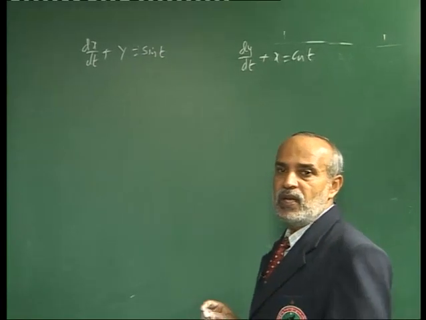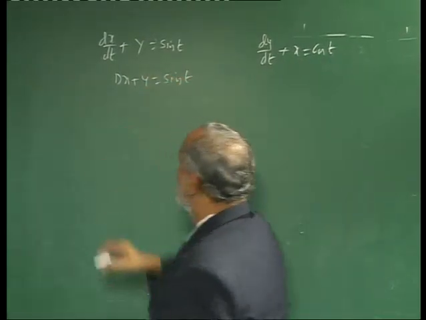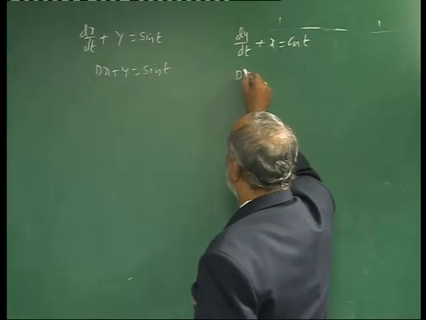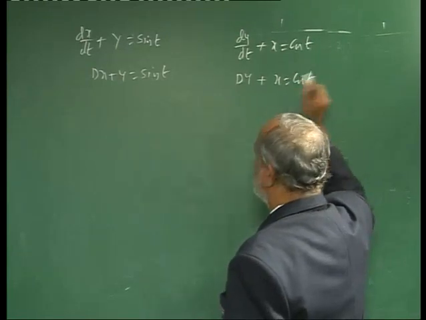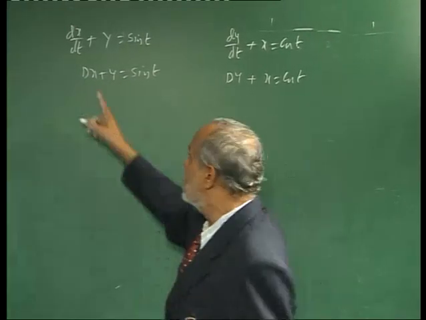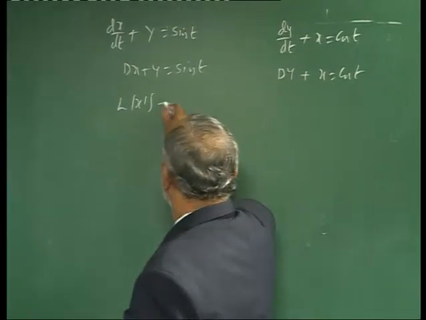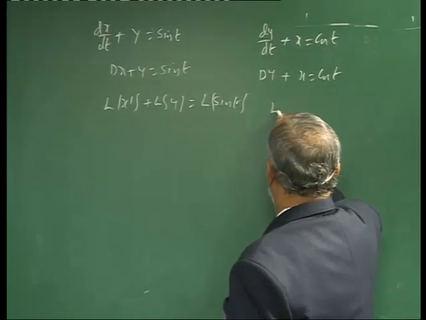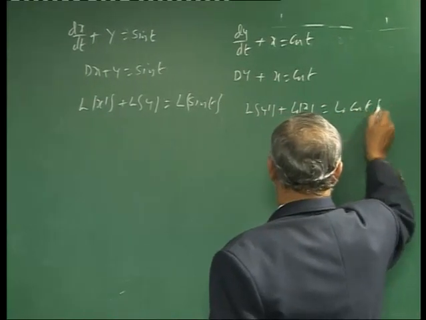See here, this can be written as Dx plus y is equal to sin t, because d by dt can be written as capital D, that is a differential operator. Similarly, Dy plus x is equal to cos t. Now you can apply the Laplace transform formula. What is the Laplace transform formula? This can be written as L of x dash plus L of y is equal to L of sin t. Here L of y dash plus L of x is equal to L of cos t.